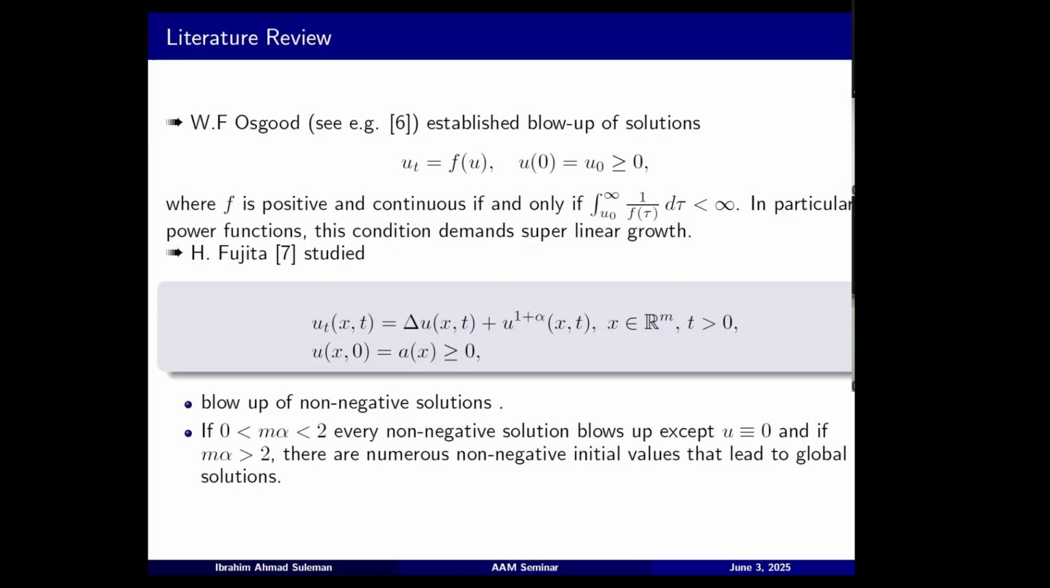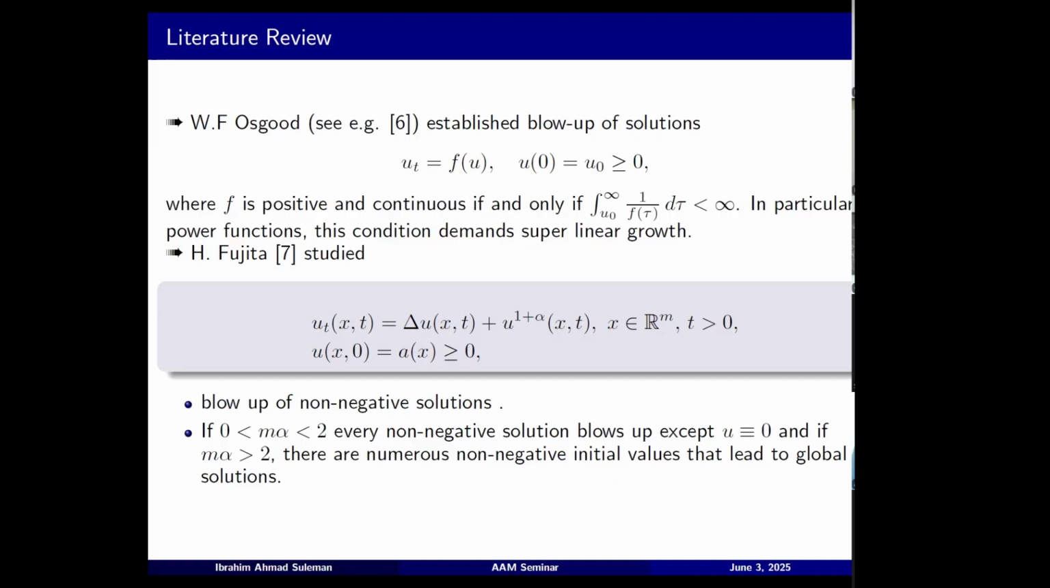So I'll start with the work of Osgood, who established blow-up solutions for ordinary differential equations of the form derivative of u in time equals f of u, initial data non-negative and the nonlinear term positive. In this case, Osgood found that blow-up occurs if and only if the integral condition here holds. Now, looking at this integral condition, we can see that for the choice of power functions, for instance, which is mostly the case in the literature, the exponent of the power function, say p, will have to be greater than 1.